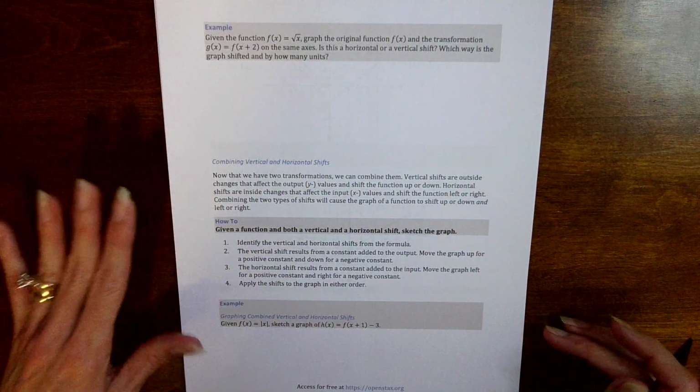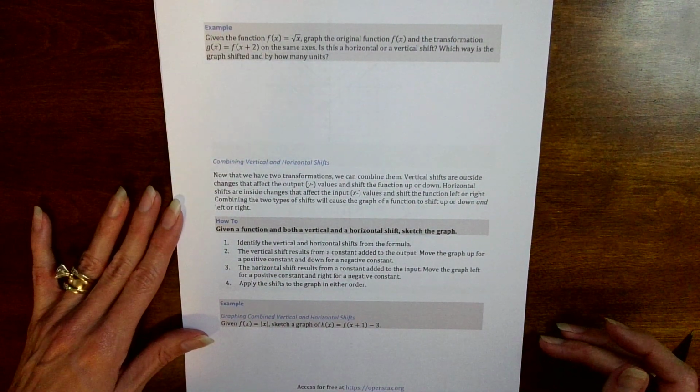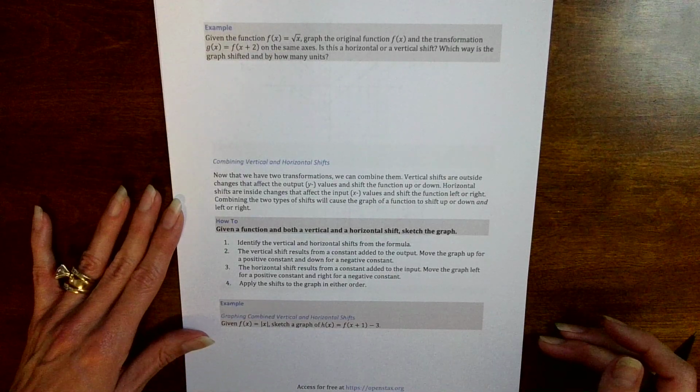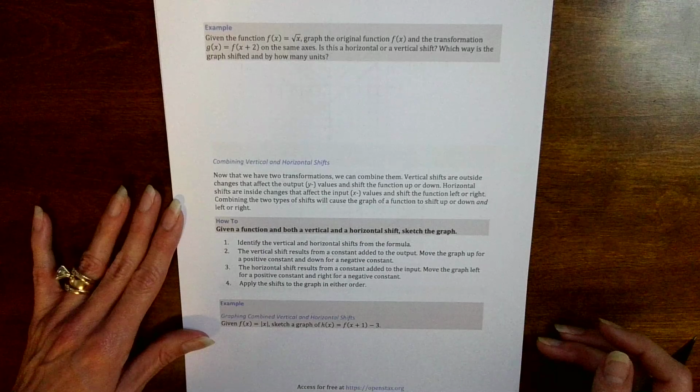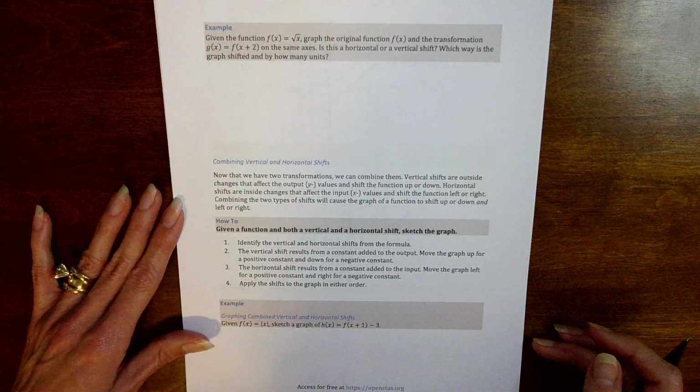Given the function f of x equals the square root of x, graph the original function f of x and the transformation on the same axes. Is this a horizontal or vertical shift? Which way is the graph shifted and by how many units?